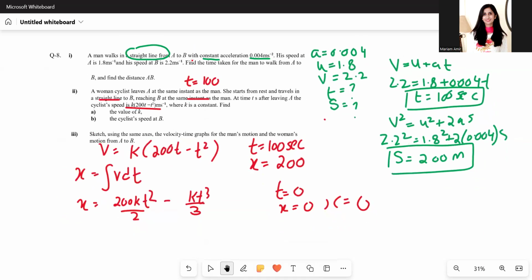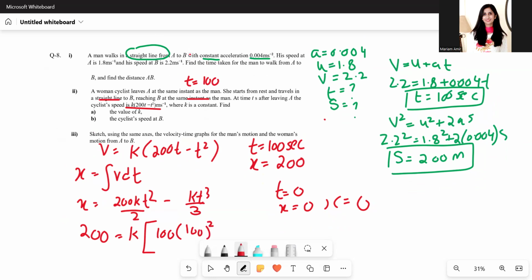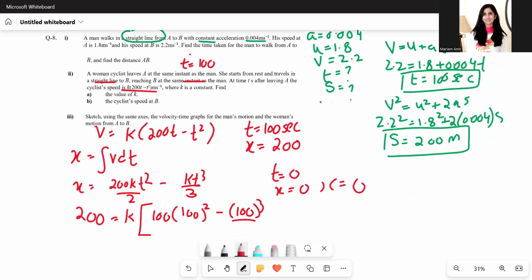Okay, now we know when x is 200, t is 100. I'm going to take k common here again. So this would be 100 squared, and t is 100 as well, minus 100 cubed upon 3. Solve this and get the value of k. Okay, this gives k equals 0.0003.